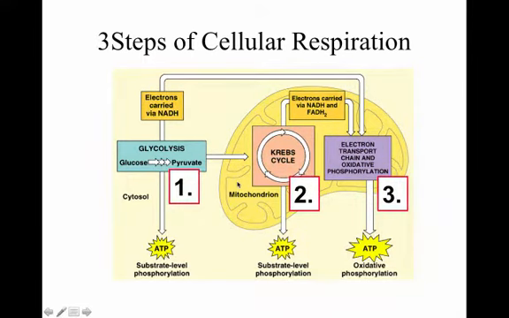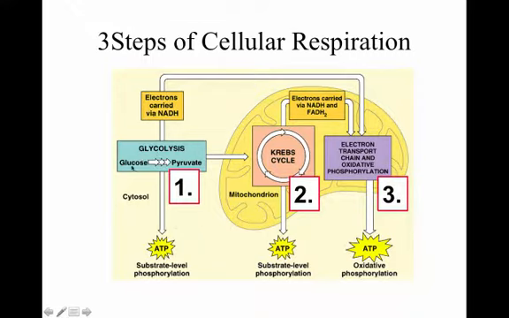All right, on to the 3 steps of cellular respiration. So the 3 steps are outlined here in this diagram, and this is a really nice diagram because it shows you not only the 3 steps, but it also shows you where they occur. So we're going to start with glycolysis, and that occurs in the cytoplasm.